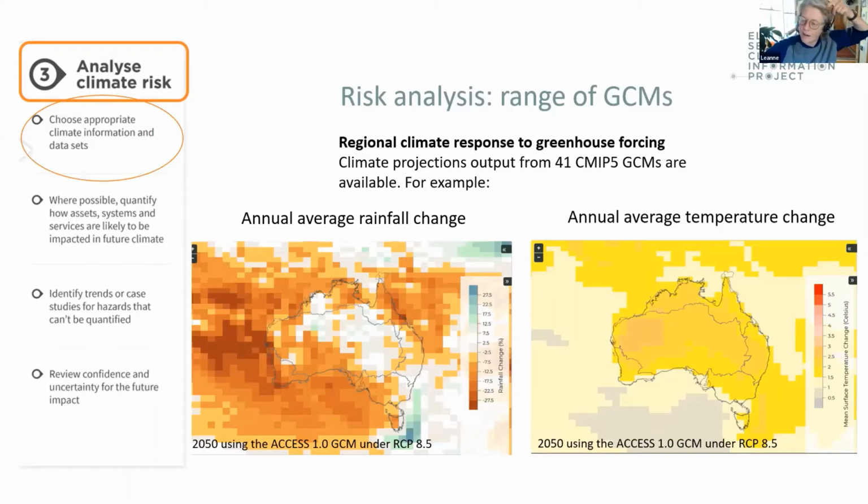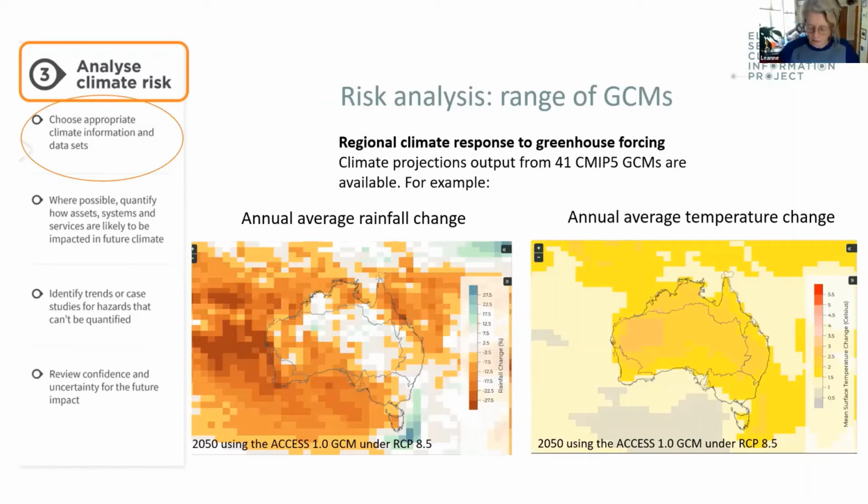On the right-hand side, we've got the ACCESS Global Climate Model 1.0 by 2050, the temperature change, and you can see across Australia, it varies regionally, with warmer in the area in Western Australia, and less warming, but still warming in the eastern part of Australia.